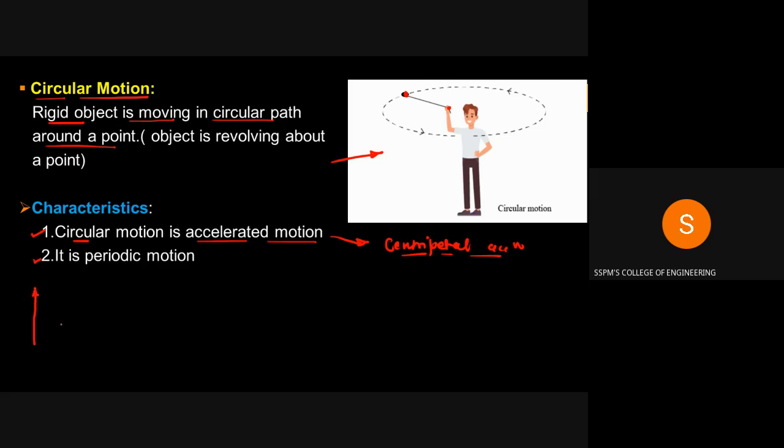Graphically we can represent the circular motion like this. This is amplitude versus time. It will follow this sinusoidal graph. Here the y-axis is the amplitude, or the maximum displacement with respect to the mean point, and this is the angle or the time, so this is theta or the time t. These are the characteristics of circular motion.